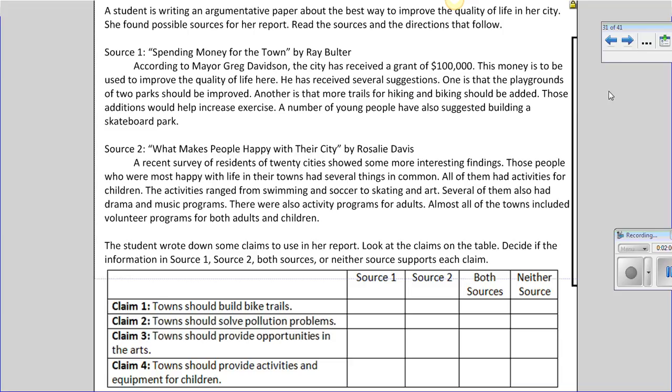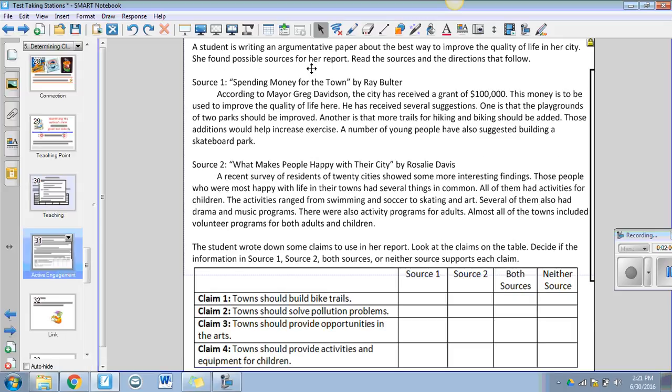Let's practice doing this question together. According to the first step, the first thing that you want to do is find your command. So here is your command. The student wrote down some claims to use in her report. Look at the claims on the table. Decide if the information in source 1, source 2, both sources, or neither source supports the claim.